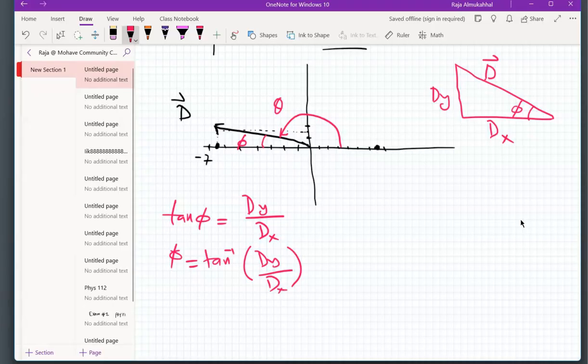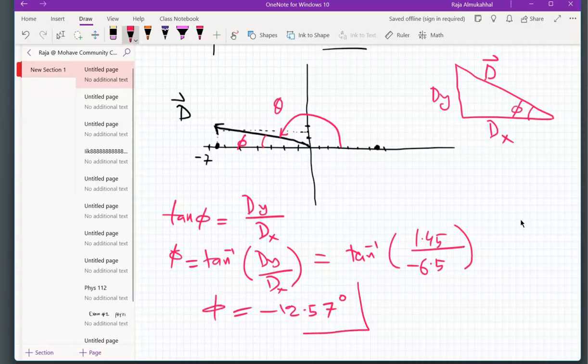So when I do that, tan inverse of dy over dx, what's dy? dy is equal to 1.45 divided by negative 6.5. When I work it out with the inverse tan on your calculator, you end up with negative 12.57 degrees. The reason for the negative is that we are measuring it from the other side. This is the positive way of measuring the angle from the positive axis, but we are measuring it in this direction. That's why you get that minus. You can ignore it if you want to, but that's the meaning of it, okay?